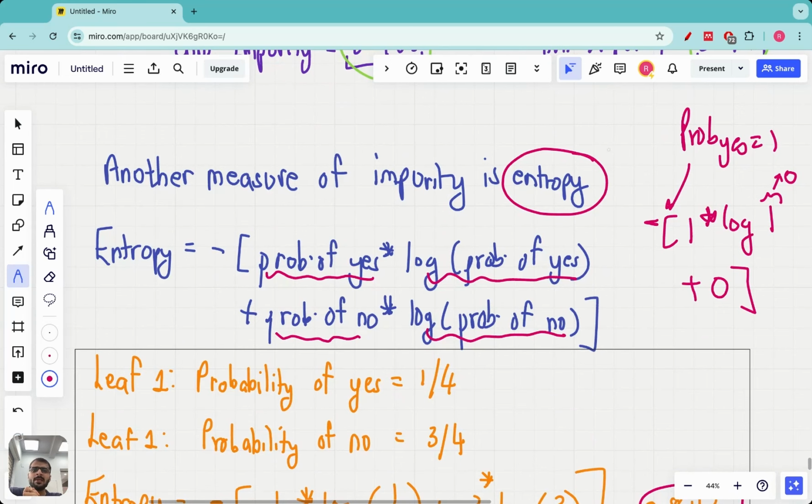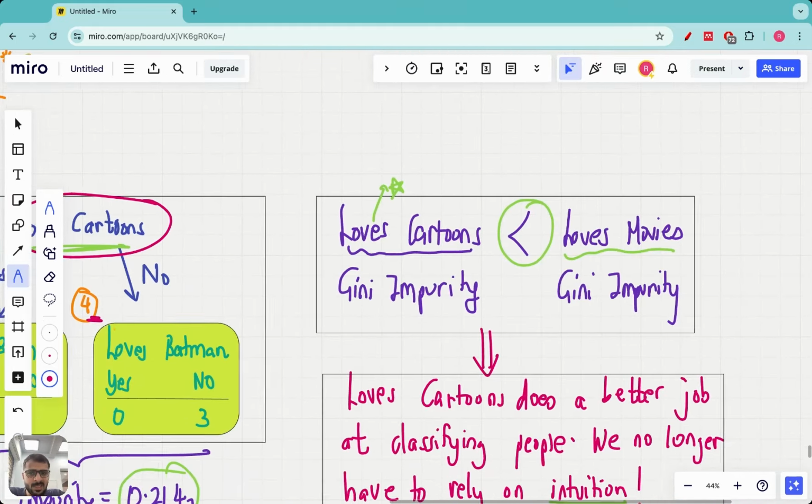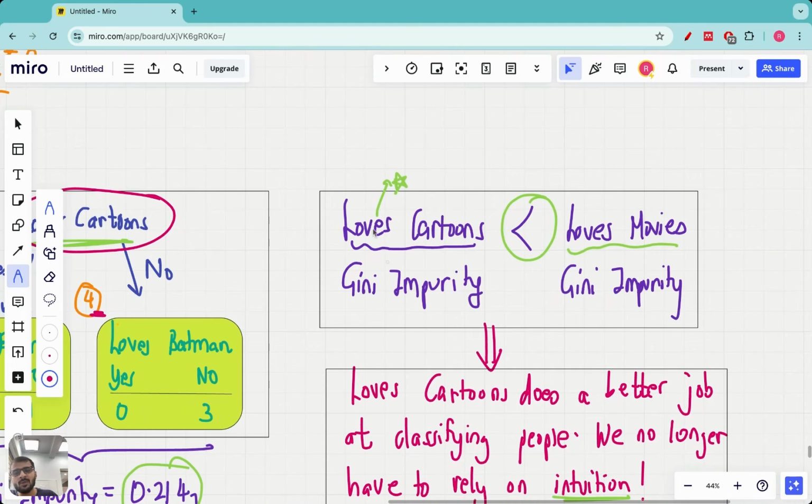Now, I have seen people using both entropy as well as Gini impurity. Both have their advantages and disadvantages. Maybe I'll cover that in a separate lecture. But right now, I wanted to introduce both of these methods to you to calculate the impurity score. And we have already seen that using Gini impurity, we have mathematically established that the loves cartoons question is much better. And I'm sure you will get the same answer with the entropy calculation as well.